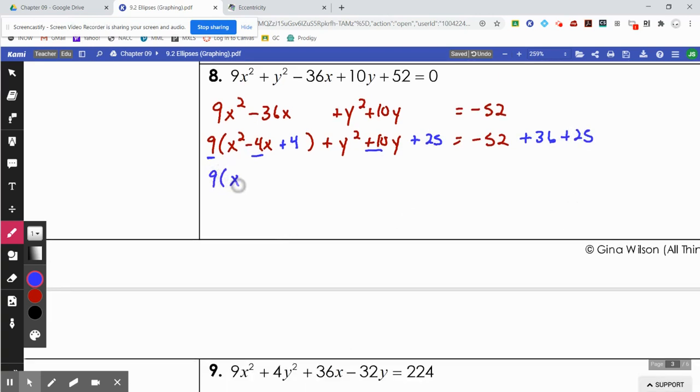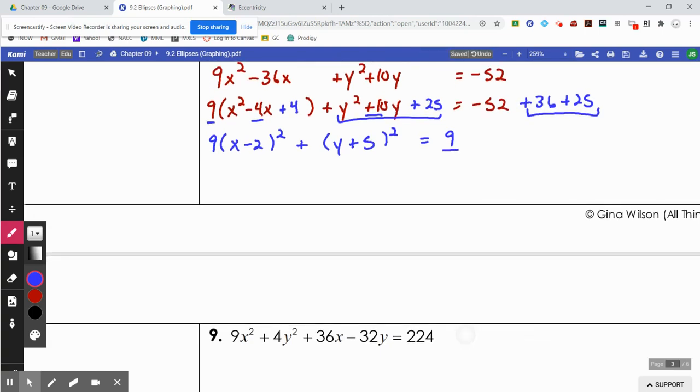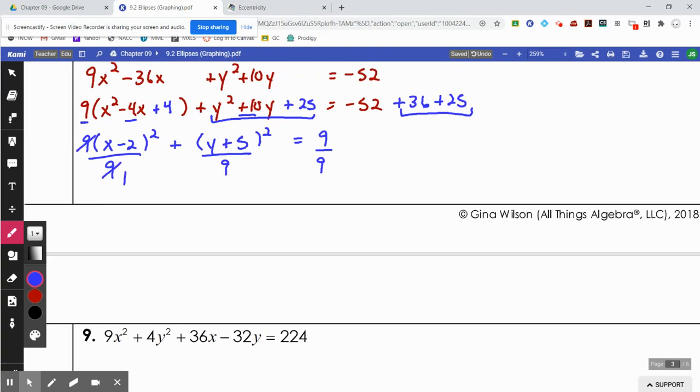Let's factor. That gives you a perfect square, x minus 2 times x minus 2. Let's now factor this. Perfect square gives you y plus 5 times itself. On the right side, this is 61 minus 52, which is 9. So we're going to go through, and in order to get this to be a 1, we're going to divide all 3 of these terms by 9. 9 over 9 reduces to a simple 1 on the bottom. So you now have x minus 2 squared.